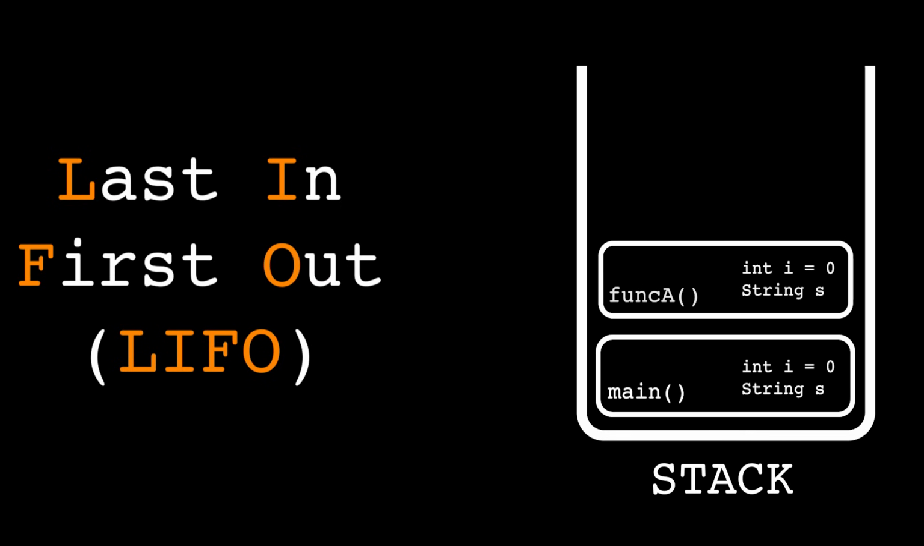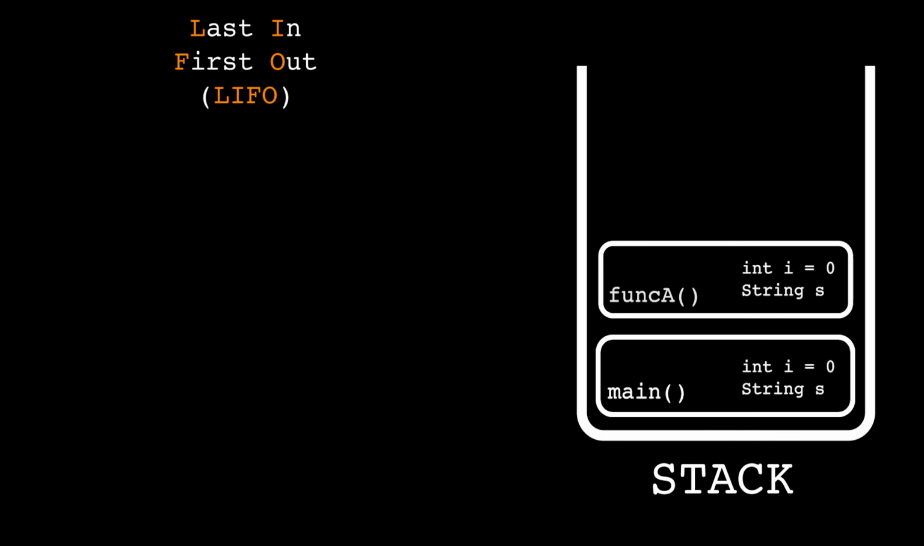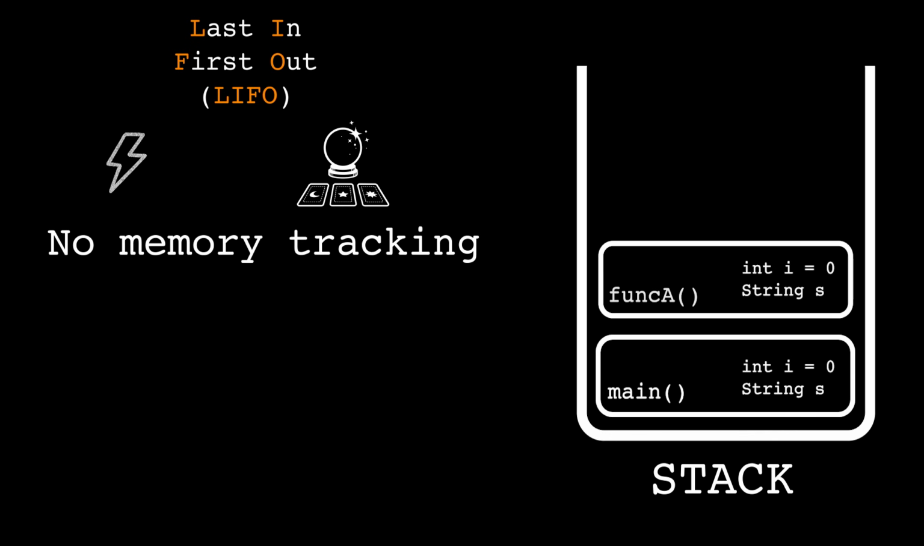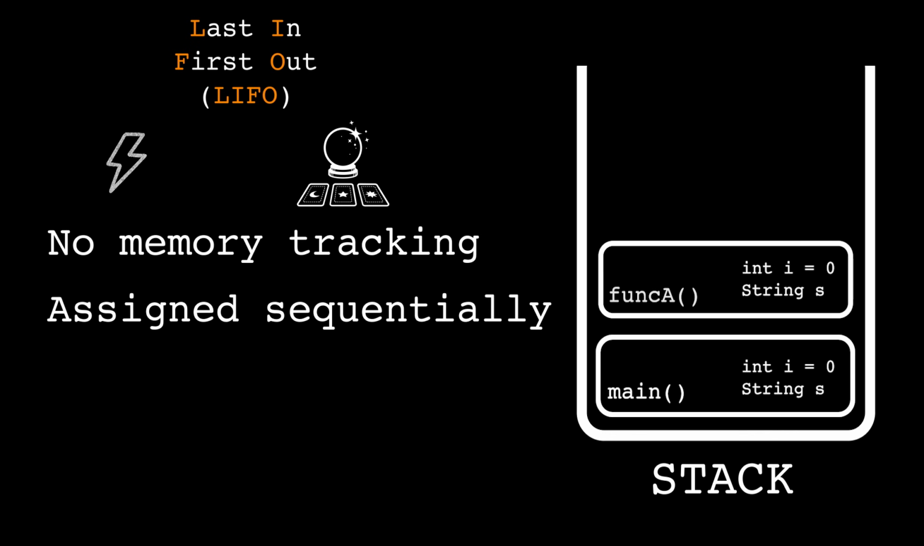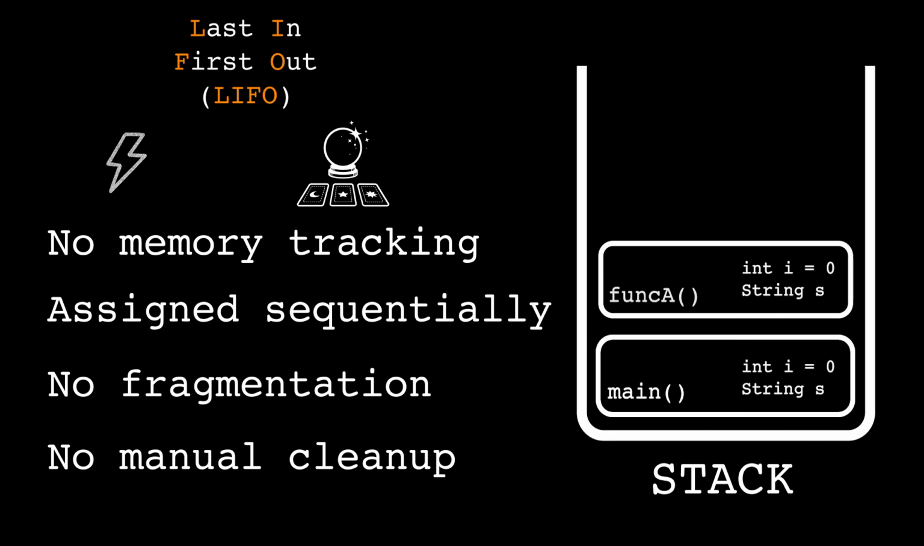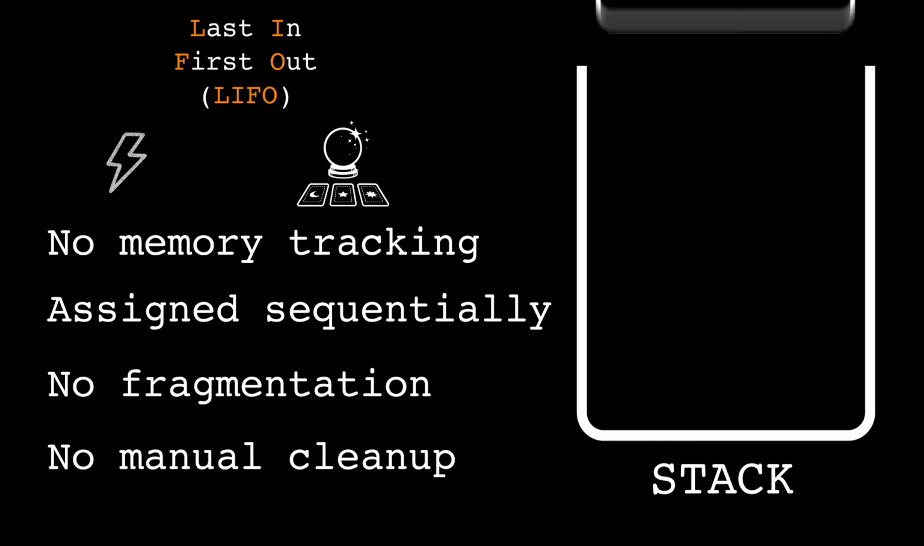Because of this strict last-in, first-out structure, the stack memory is fast and predictable. There is no need to track free memory. It is assigned sequentially. There is no fragmentation. Memory is released in reverse order, and there is no manual cleanup. Everything is automatically cleaned when functions return.